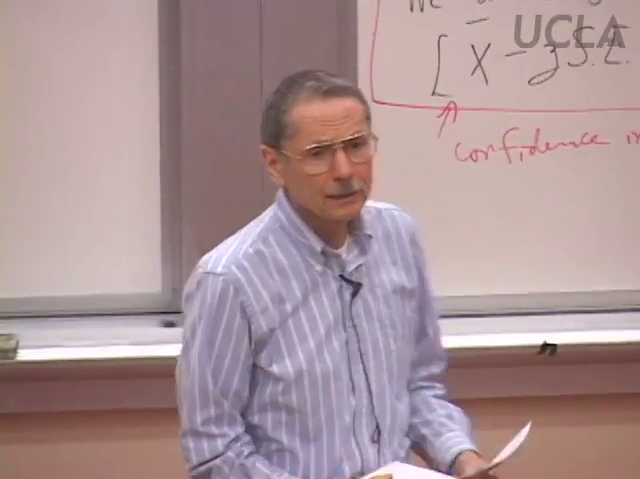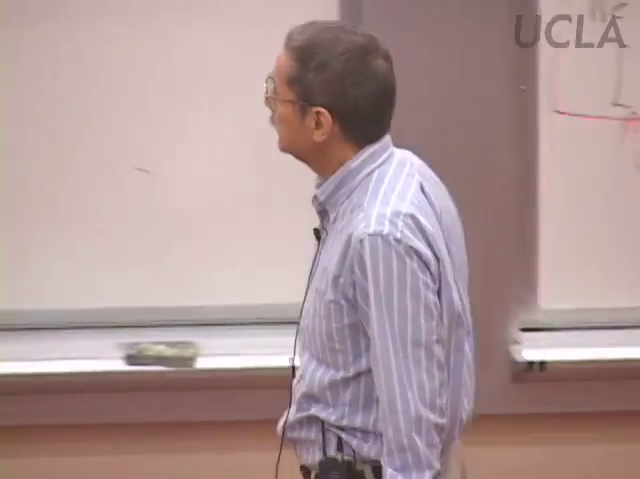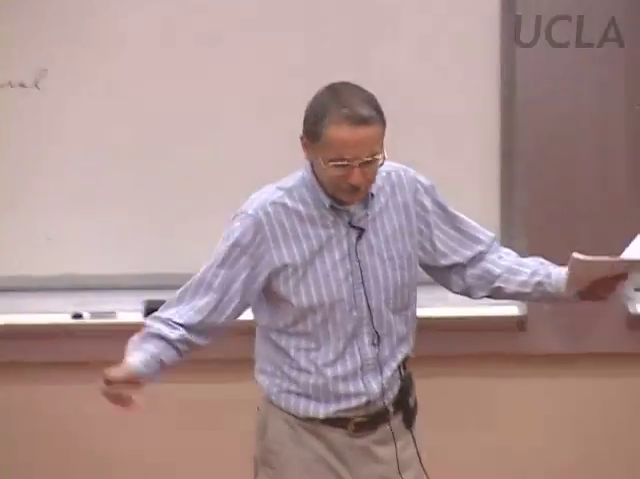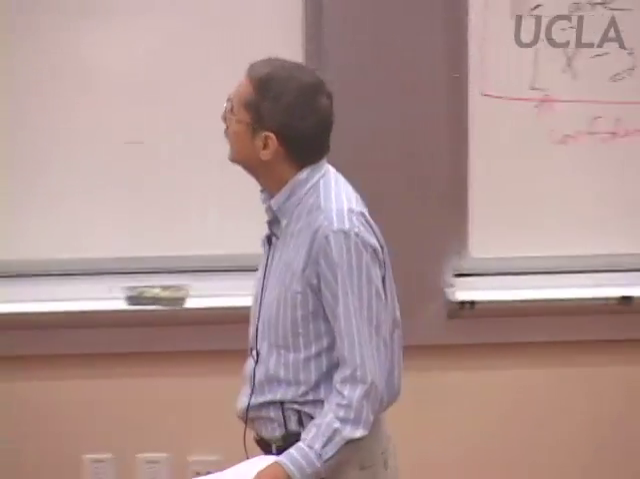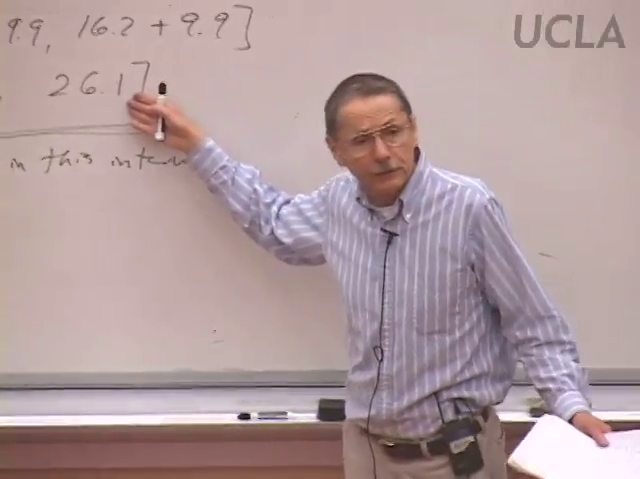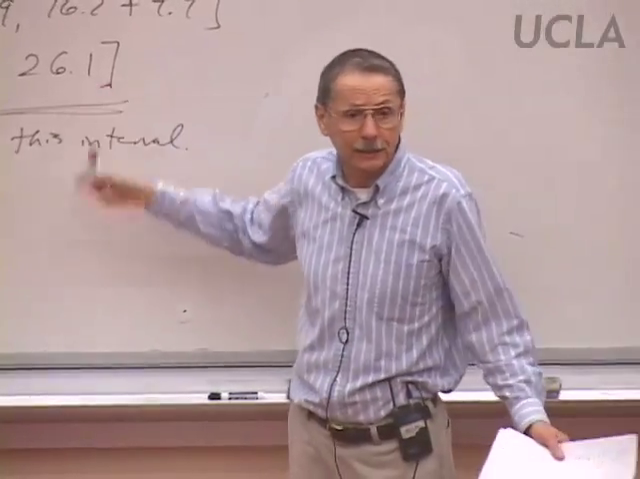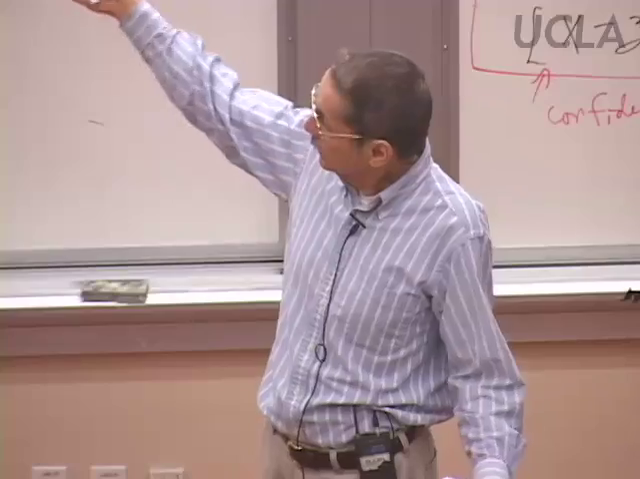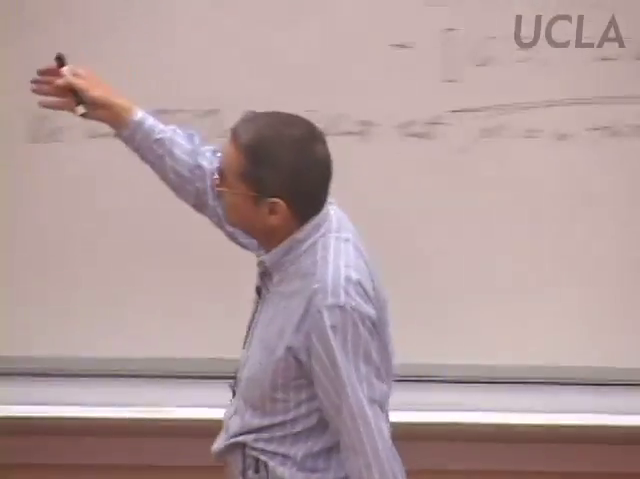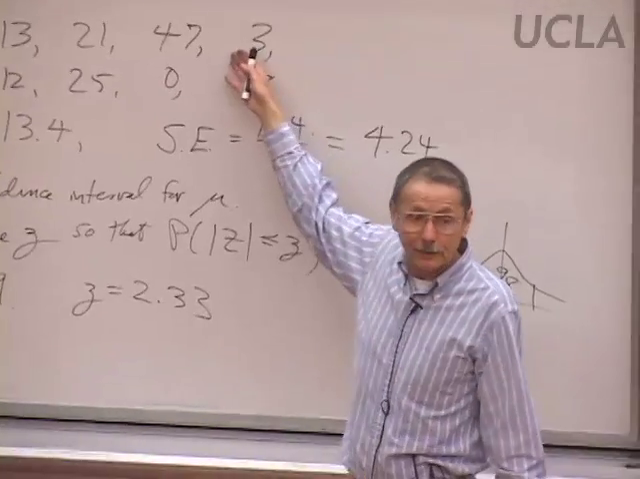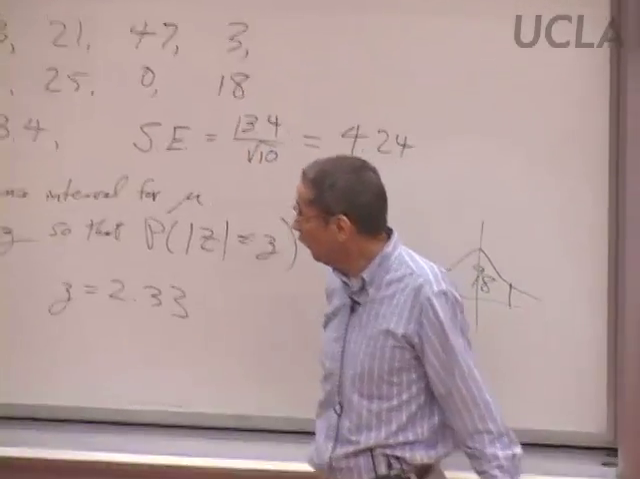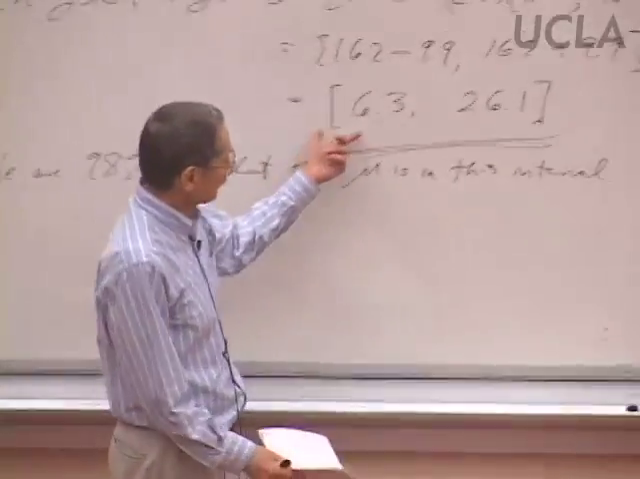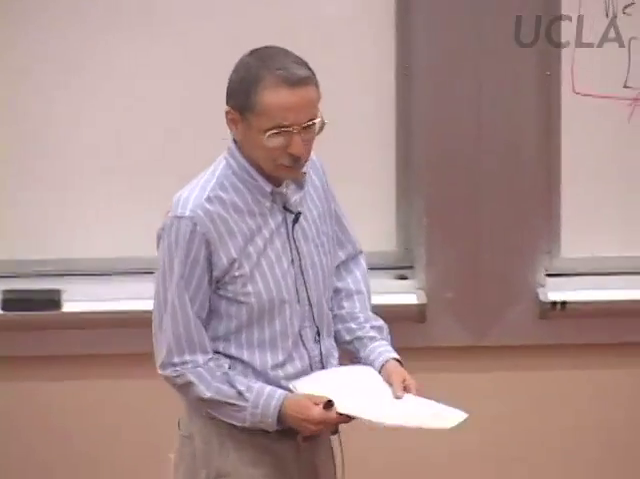Well, that's not a terribly impressive conclusion, because this interval is pretty big. From 6 to 26, it's nearly 20 units long. And the defect is that our sample size of 10 is just not big enough when the numbers are this spread out. We haven't narrowed down a whole lot on what the true mean is. Yes, we were 98% sure it's in this interval, but this is a pretty big interval.